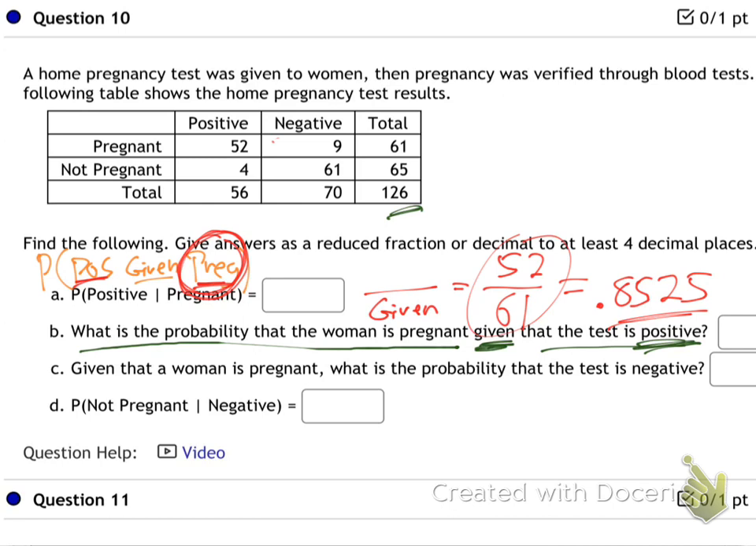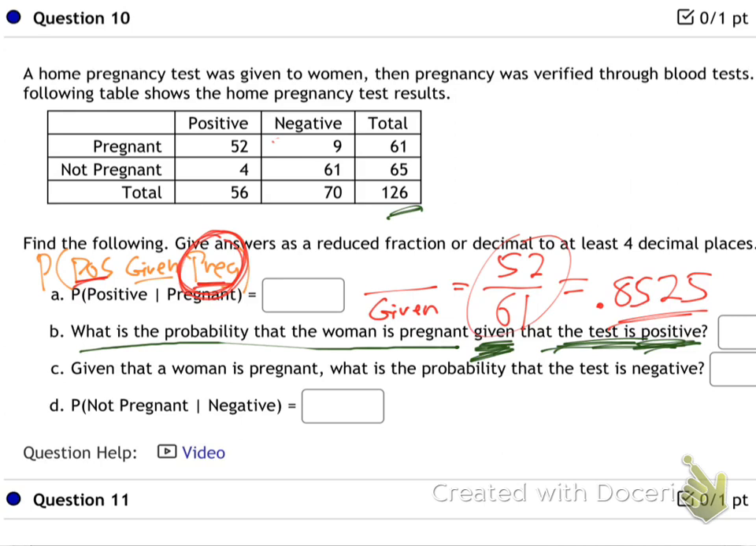Part A was talking about women who were pregnant. Part B, we're talking about people that tested positive. They may or may not be pregnant, but they tested positive, right? That's what's given. That's what we know for sure. We grab somebody at random, and they're saying, hey, this person I grabbed at random did test positive, like me saying, I did get a number higher than 4. So what does that limit the field to?